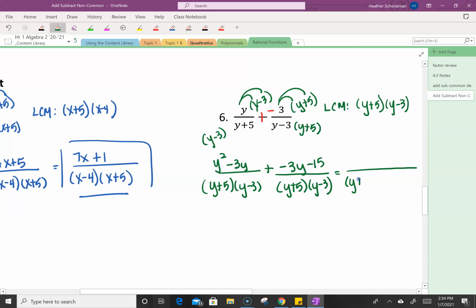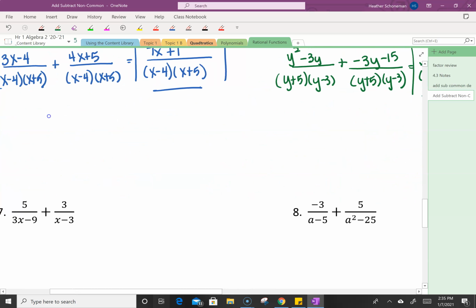So my denominator is the least common multiple. With my numerator, now I'm going to combine like terms. So that gives me y squared, negative 3y and negative 3y is negative 6y, and then minus 15. Now I need to check to see if the top factors, to see if I can simplify it. But there's nothing that multiplies to negative 15 and adds to negative 6, so this cannot be simplified further. So that is my final answer.